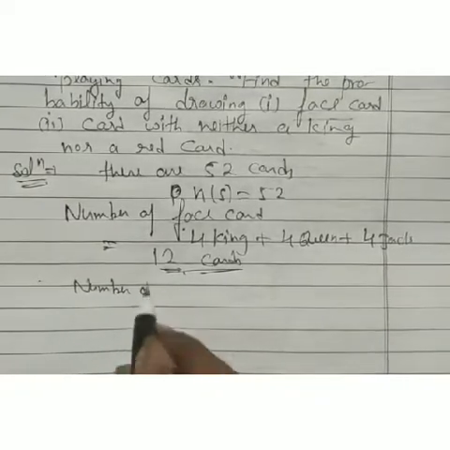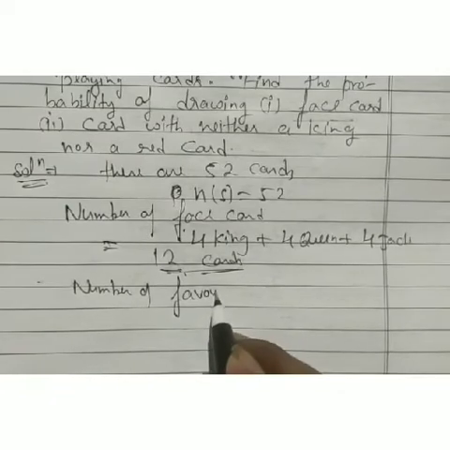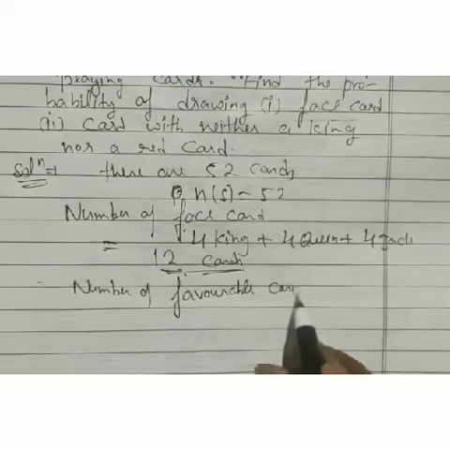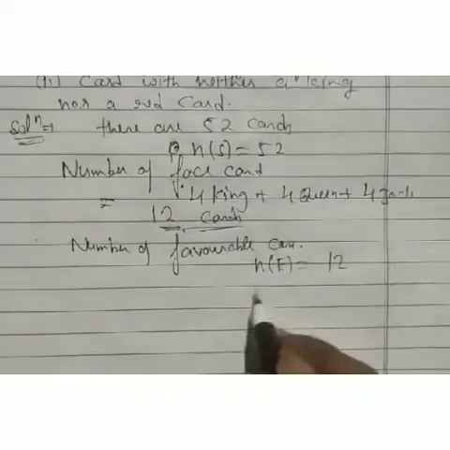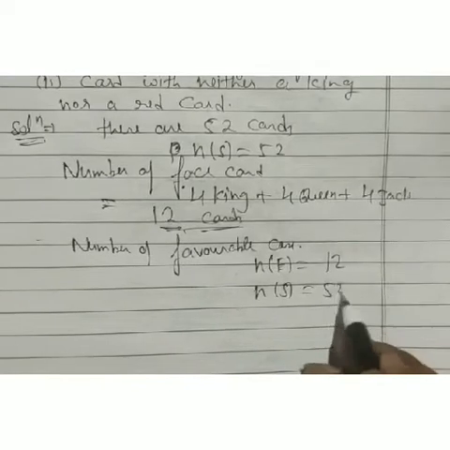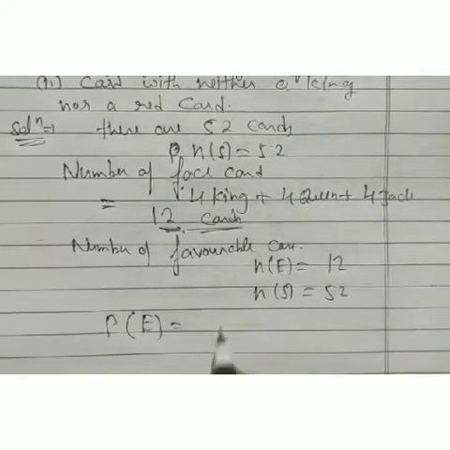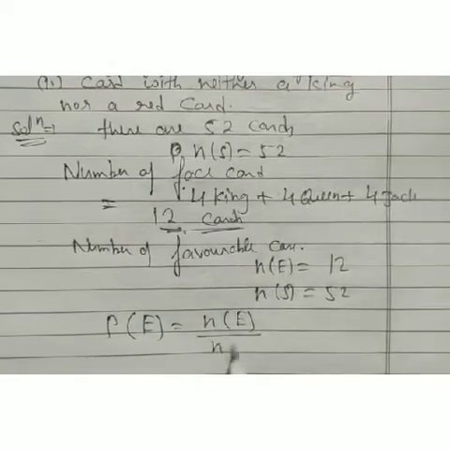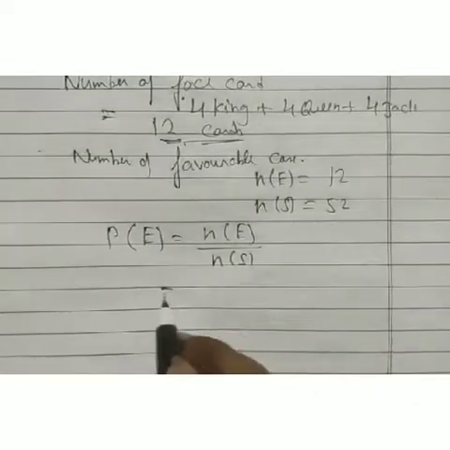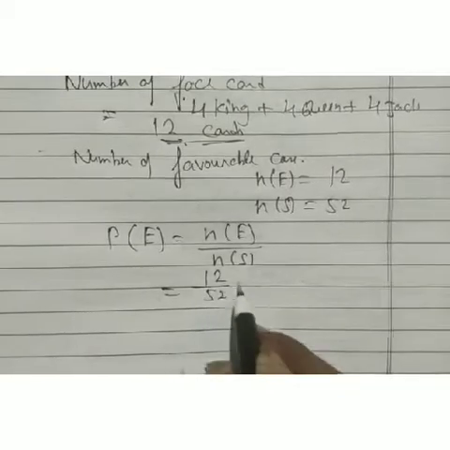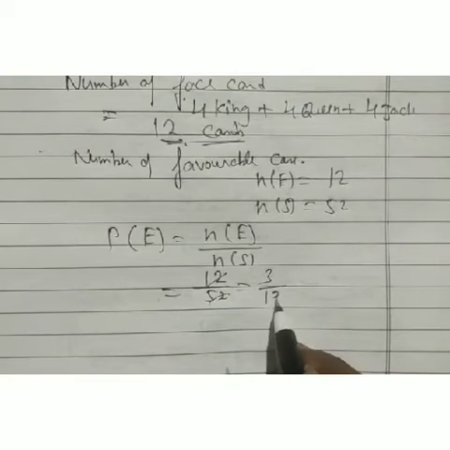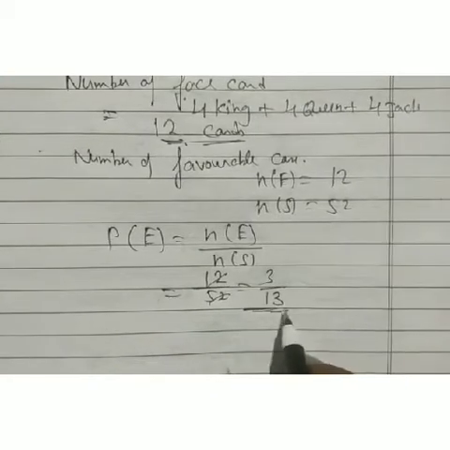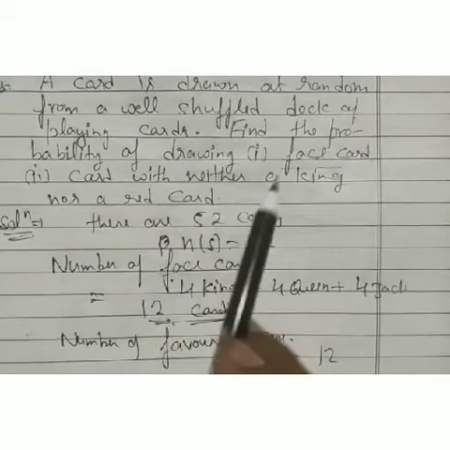Now our number of favorable cases, that is n(E), is 12, and n(S) is 52. The probability of E is given by the number of favorable cases over the number of total sample space. Then we have 12 upon 52. What do we get? 4 times 3 is 12, 4 times 13 is 52. Then our required answer is 3 by 13.